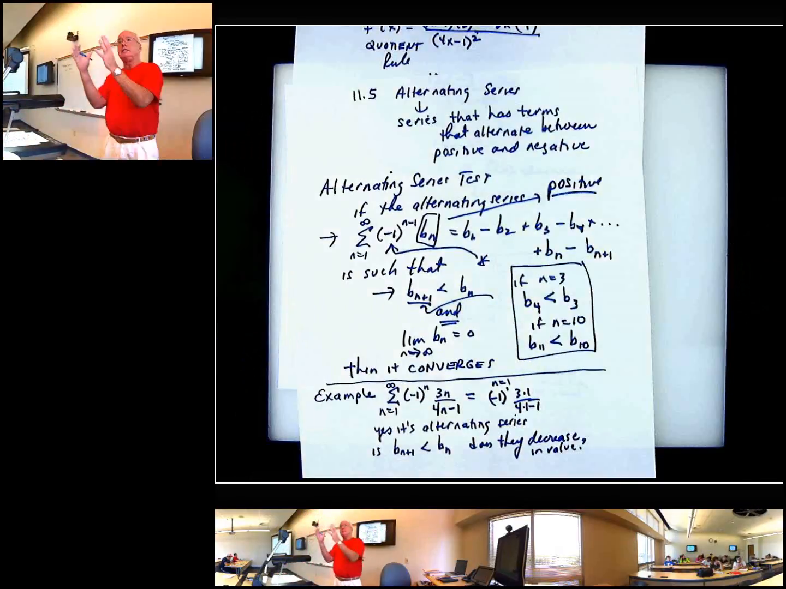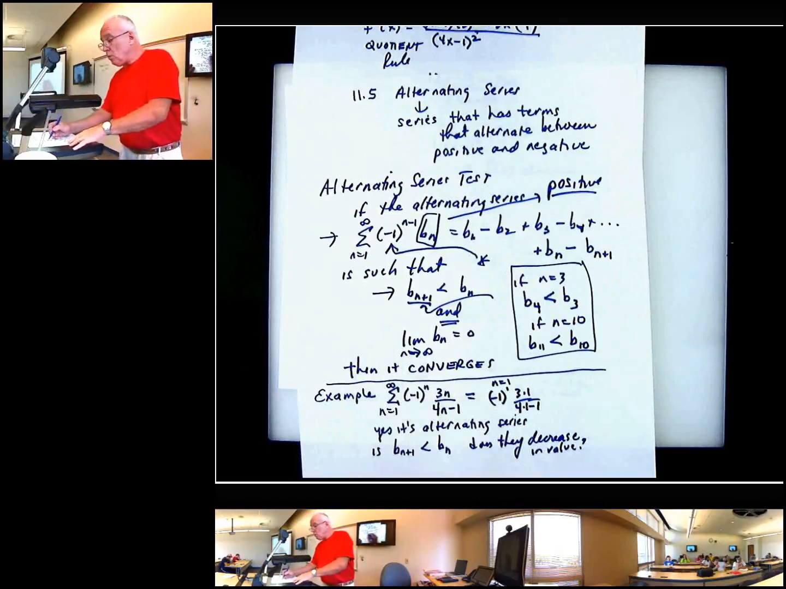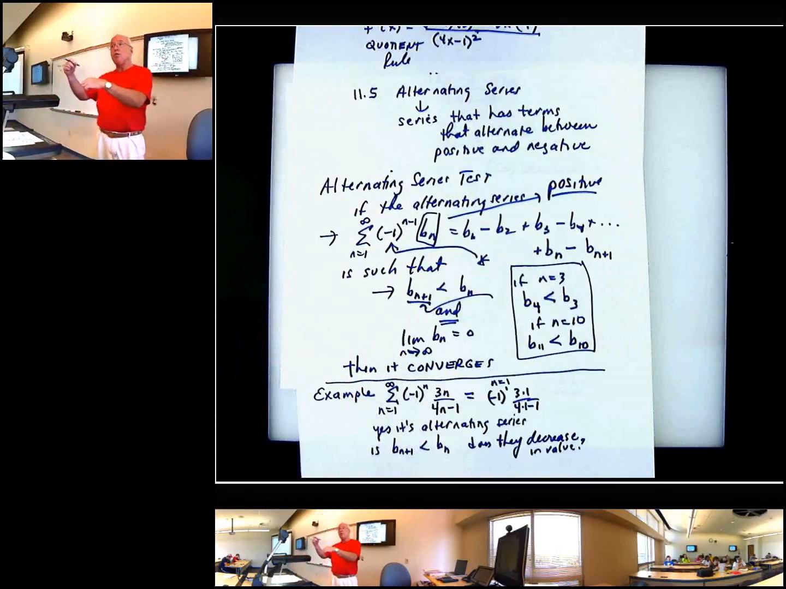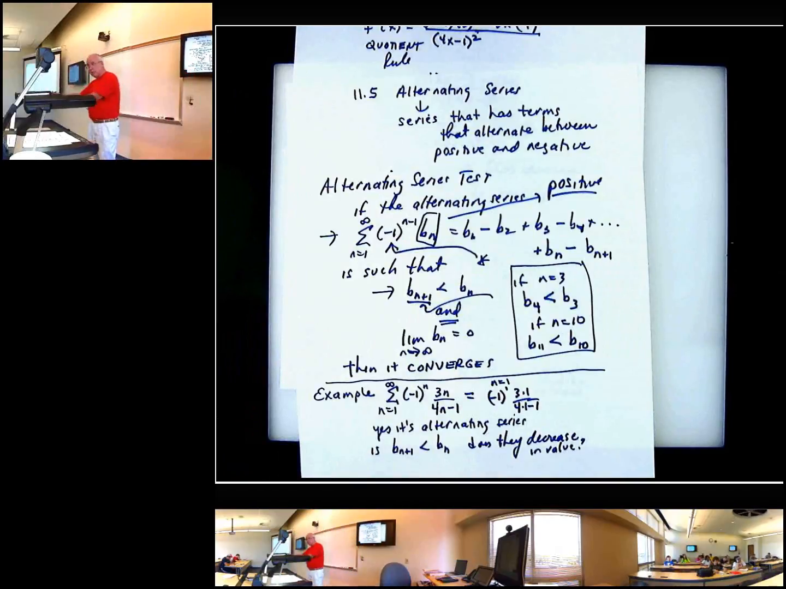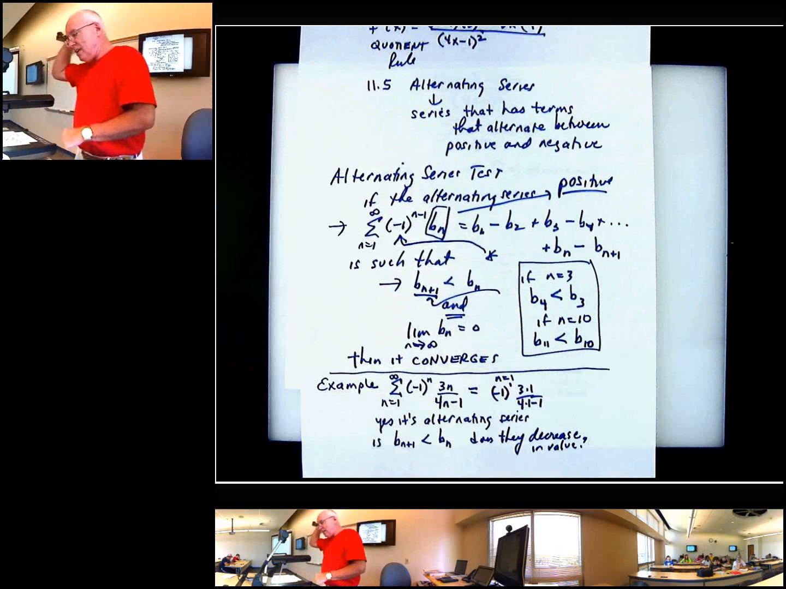So we're taking something that's positive in value, and we're either multiplying it in front by -1, which will give us a negative term, or we're multiplying it in front by +1, which will give us a positive term. So these B sub n's are always positive, so when we multiply by that different power of -1, we're going to get a negative followed by a positive followed by a negative. Does that help? All right, so the B sub n's are positive, and that gives us alternating.